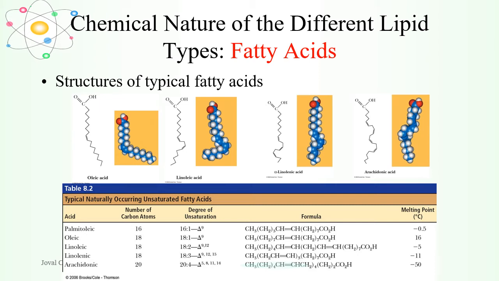If you're going to write the structure of linoleic acid, you're going to write a carbon chain of 18 carbons, and then at position 9, there will be one unsaturation in the cis configuration, and then at carbon 12, there will be another unsaturation, also in the cis configuration. We have the line structure drawing over here, and we have the space filling model. You can now extend what I just said to linolenic acid and arachidonic acid.